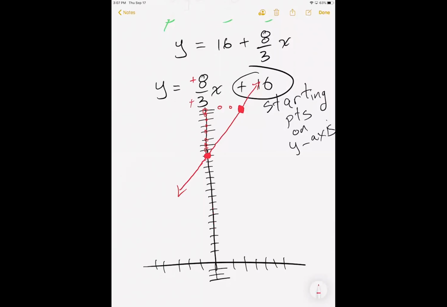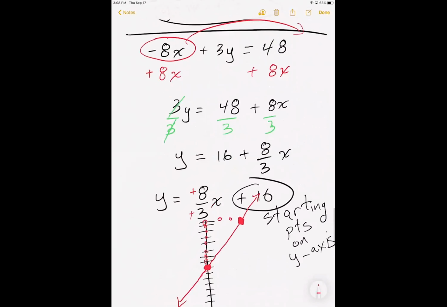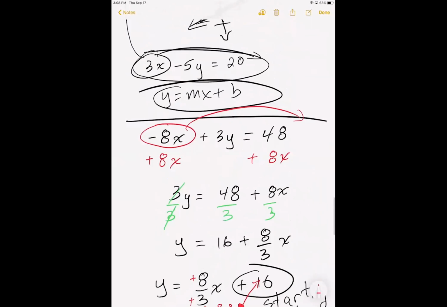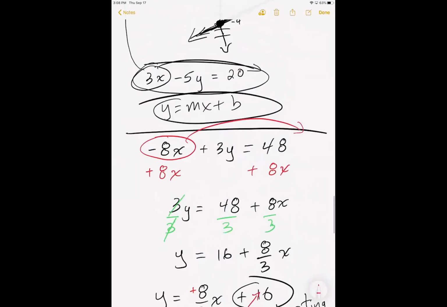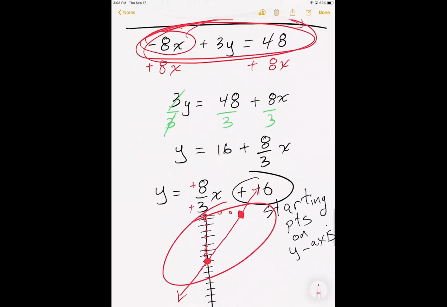But look at this item here. This is our goal. This is our objective, ladies and gentlemen. How can we take this problem, look at it, and just graph it, right? So how would we go about doing that? We need to get y by itself. Because if y is by itself, we know two things: we know the starting point and we know the slope.